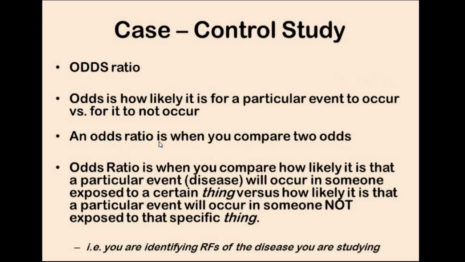Now an odds ratio is a ratio of two odds. Odds ratio is when you compare how likely it is that a particular event or disease will occur in someone exposed to a certain thing versus how likely it is that a particular event will occur in someone not exposed to that specific thing. So in other words, what you're trying to do is link risk factors to a disease or to that particular event. So you're identifying risk factors and you want to see which risk factor is most commonly or most strongly attributed to that disease.